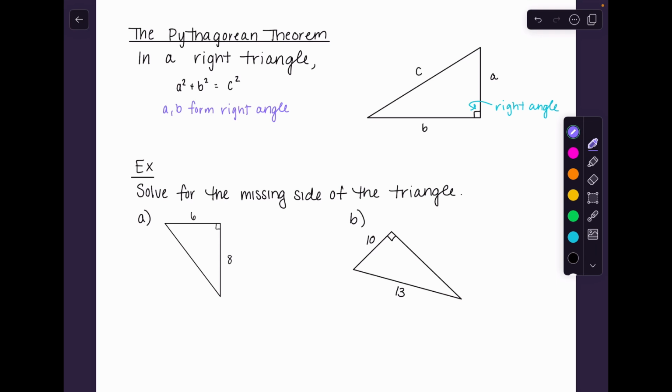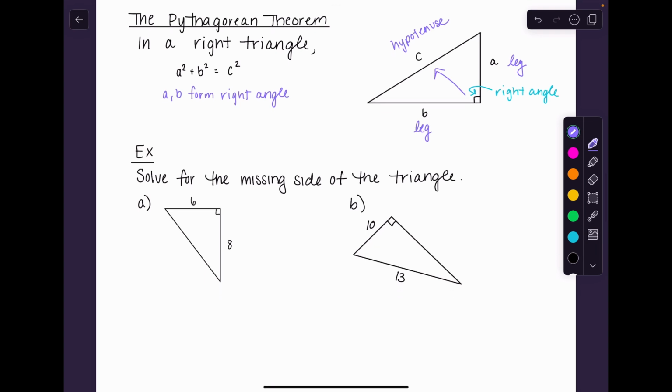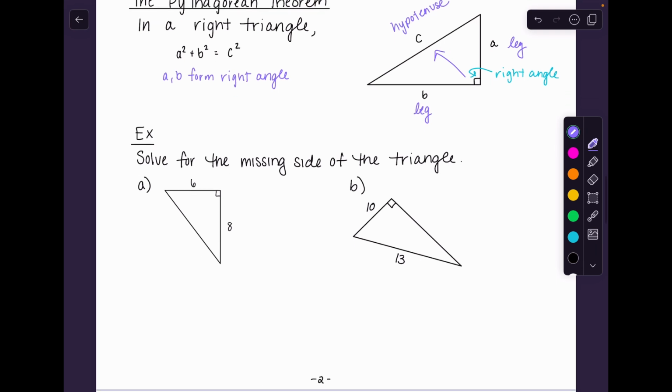Now these are also given different names. The two sides that form the right angle, we call the legs of the right triangle. The hypotenuse is that longest side across from the right angle. Okay, so we can utilize this. If I know two sides of a right triangle, I'm going to have one that's missing. I can solve for it and take a square root to get that missing side.